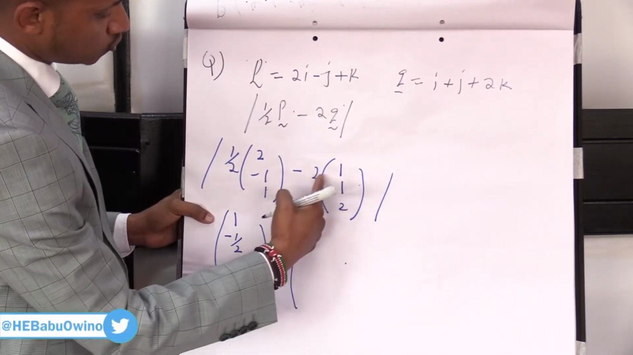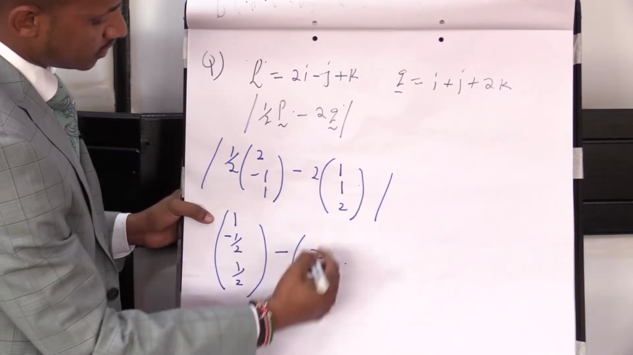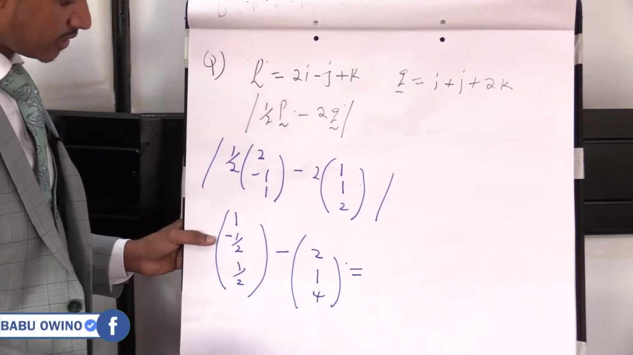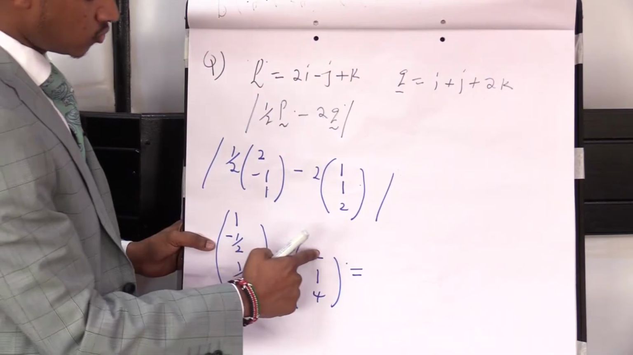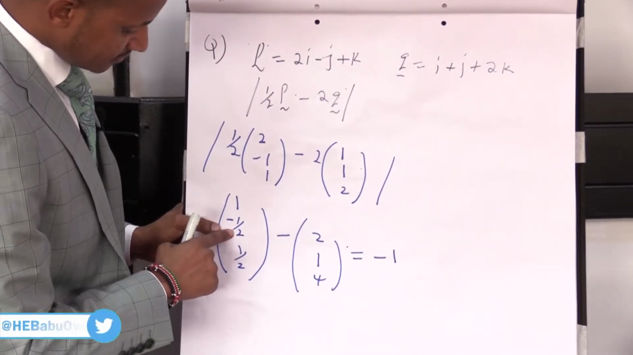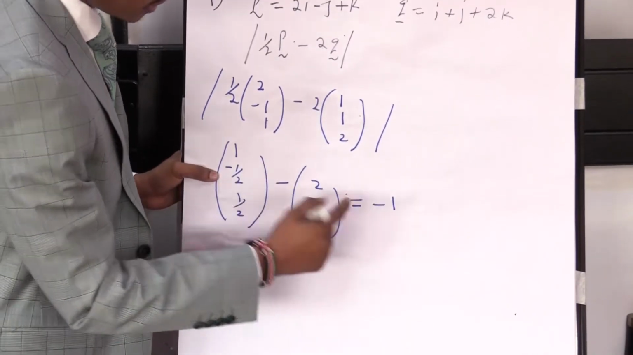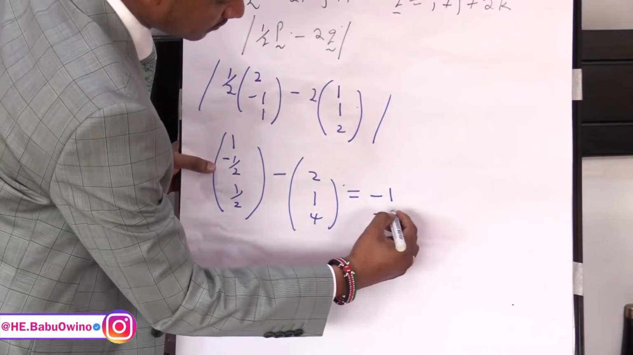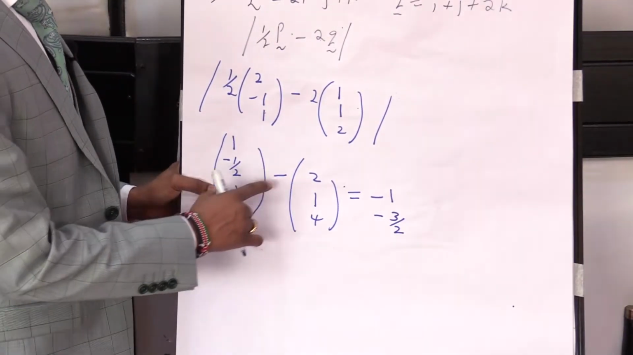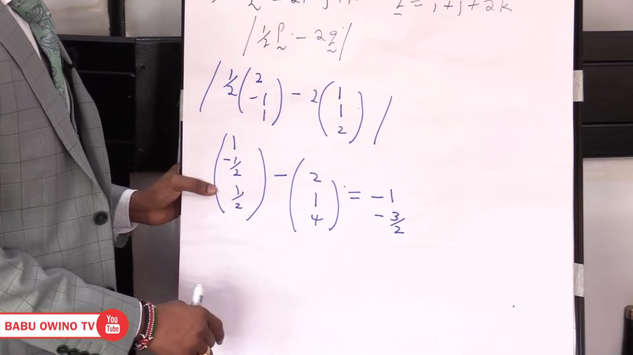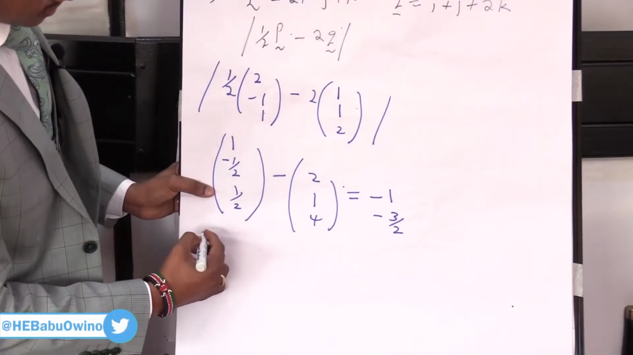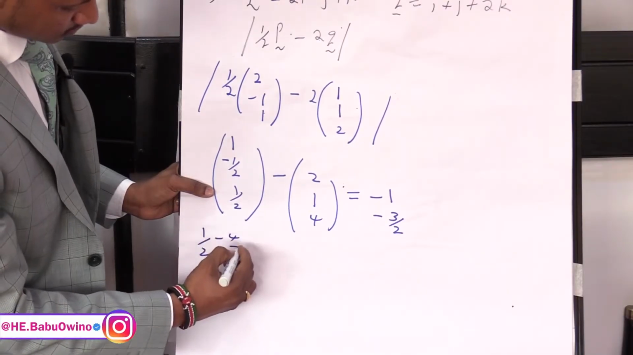Minus 2 times 1 is 2. 2 times 1 is 2. 2 times 2 is 4. So what do we get here? 1 minus 2 is minus 1. Then a half minus a half minus 1 is minus 1 and a half, which is minus 3 over 2. Then a half minus 4 is minus a half minus 4.